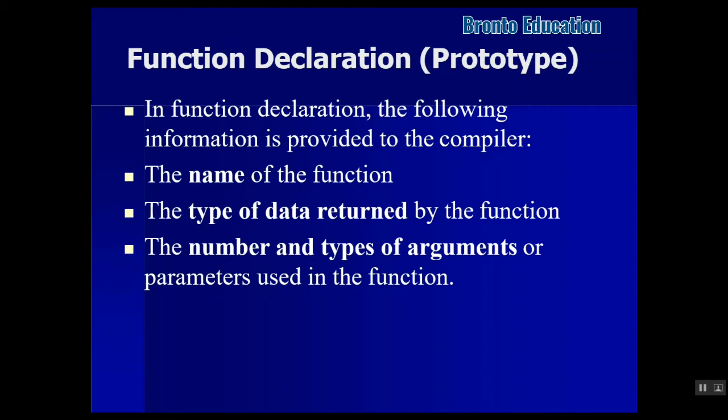Function declaration or prototype. In function declaration, the following information is provided to the compiler: name of function, type of data returned by the function, which kind of data it's returning, and the number and types of arguments, how many arguments you want to send inside the function. So these 3 things are included in the function declaration: name of function, return type, and arguments.